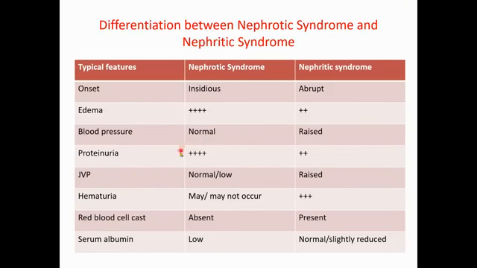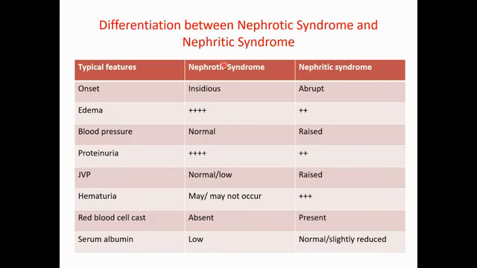Proteinuria in nephrotic syndrome is massive proteinuria, more than 3 gram per day, and in nephritic syndrome proteinuria is mild to moderate, usually less than 3 gram per day. JVP in nephrotic syndrome may be normal or low, and in nephritic syndrome JVP is raised. Hematuria in nephrotic syndrome may or may not occur, but in nephritic syndrome hematuria is the most common finding. Usually all the patients have RBC in their urine, and there are red cell casts. In nephrotic syndrome, red cell cast is absent, and in nephritic syndrome, a cast is present. Red cell cast or WBC cast may be present.